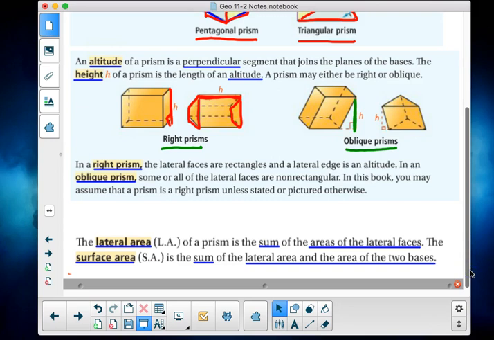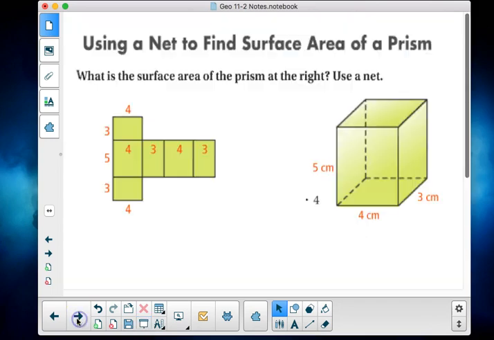The lateral area, LA, of a prism is the sum of the areas of the lateral faces. So the lateral area is the sum of all the faces that are not bases. And then the total surface area is that lateral area and the area of the two bases. And that's what this says here in this next section. So it's a lot of stuff that we're going over.